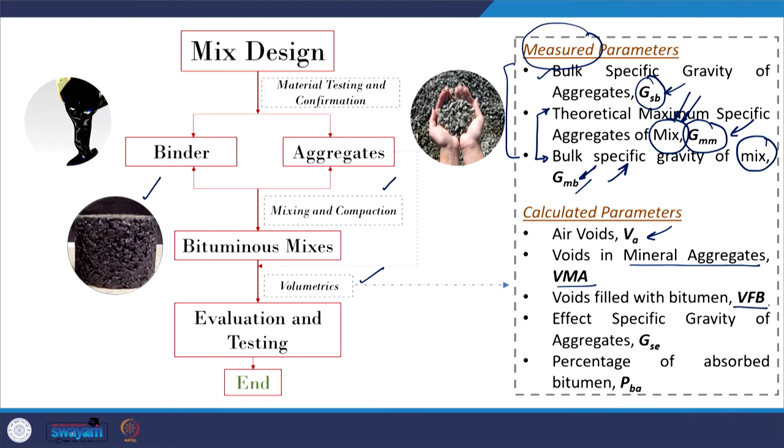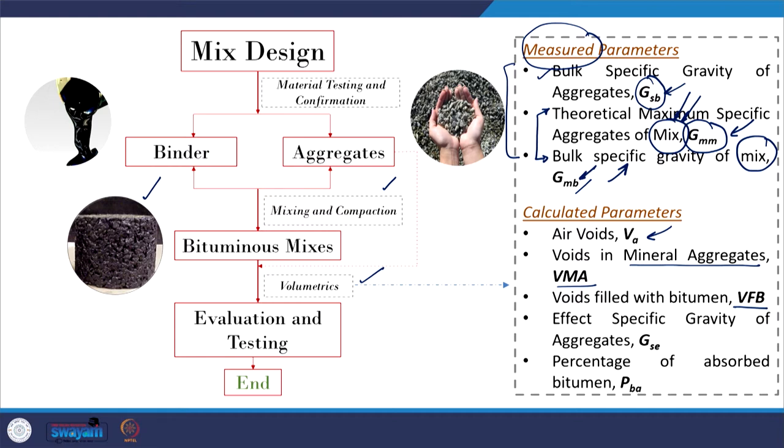The calculation of air void is also dependent on these measured properties which we have discussed. The other critical parameter is voids in mineral aggregates. Again, this is a new terminology which we will define, and then we will try to understand. So, voids in mineral aggregates is also a form of volume, and this again will depend on these measured parameters. The next critical parameter is VFB, which is voids filled with bitumen, all right. We will also calculate this using the measured parameters.